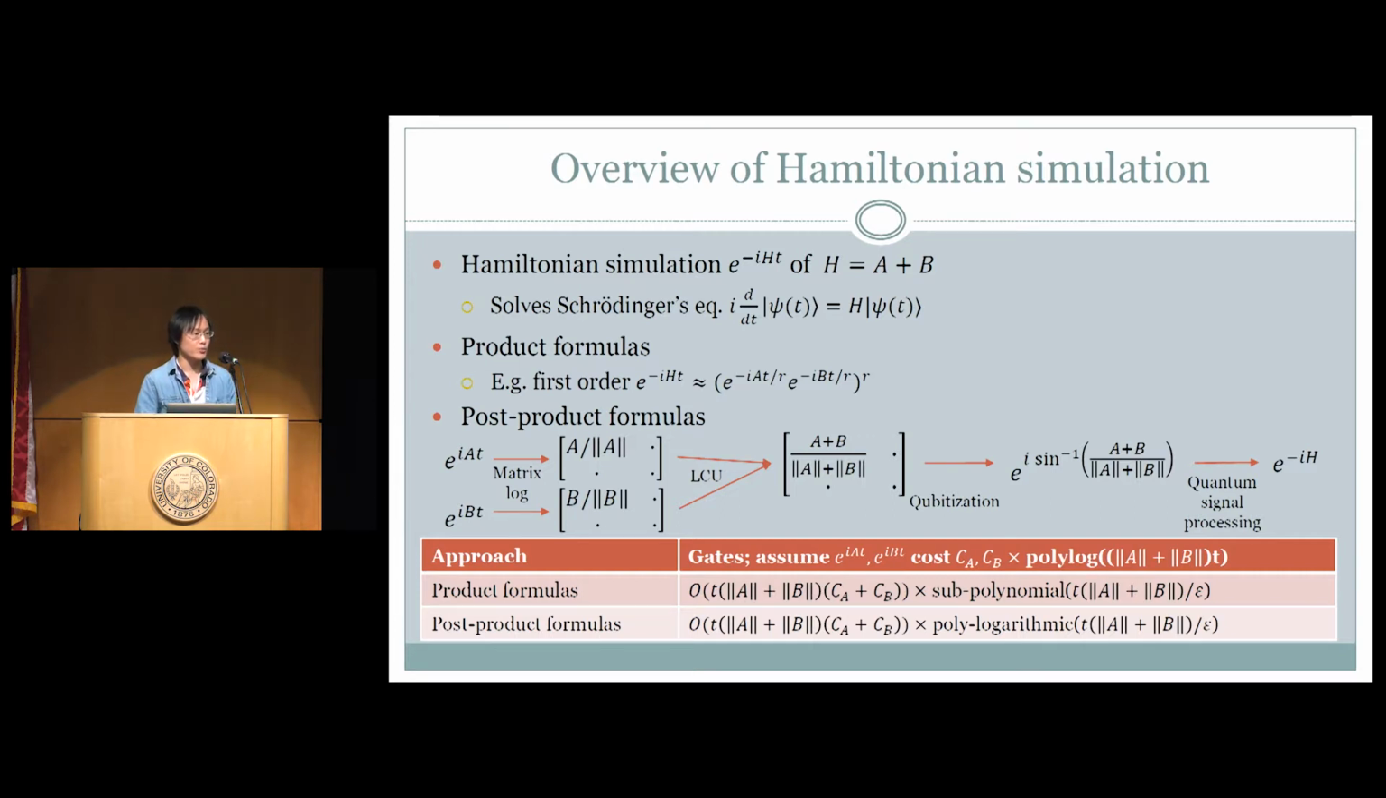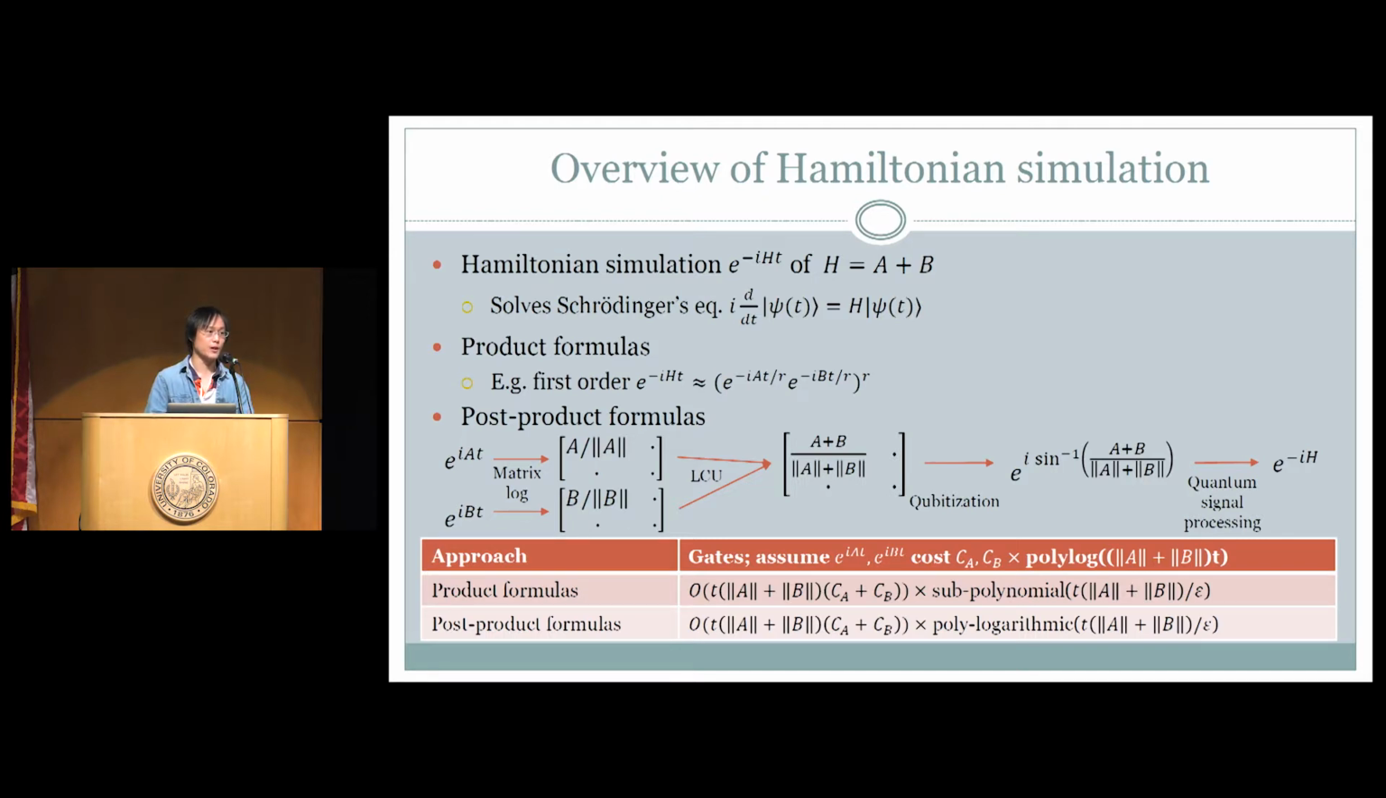So regardless of what approach you use, in the case where we have no more information about the structure of our Hamiltonian, just know that there's a term A and a term B. These approaches are basically optimal up to, say, logarithmic factors. The cost will be basically linear in time, linear in the sum of the norms of your terms, and linear in the sum of the costs of implementing each term individually. This is the best you can do.